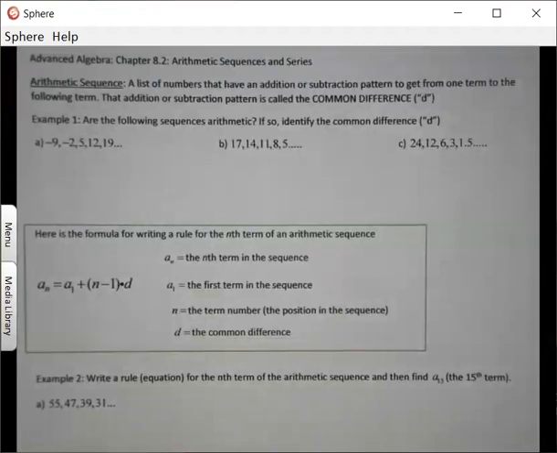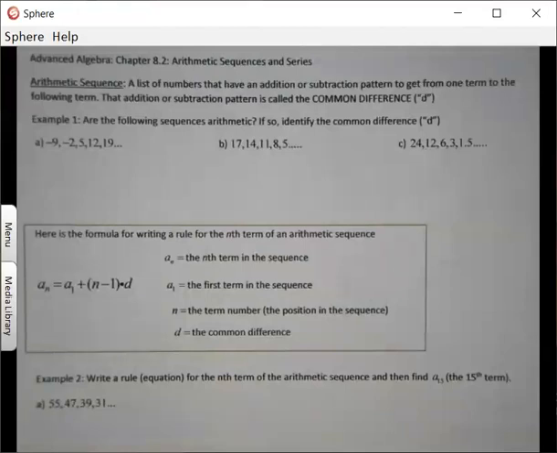Chapter 8.2, Arithmetic Sequences and Series. An arithmetic sequence is a list of numbers that have addition or subtraction as a pattern. So we'd add or subtract to go from one term to the next. The addition or subtraction pattern is called the common difference.